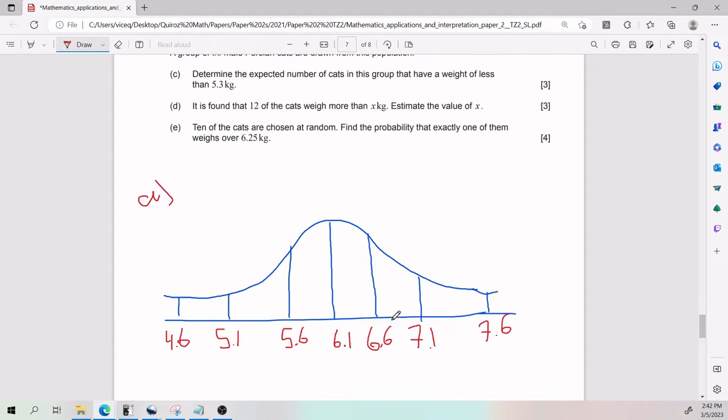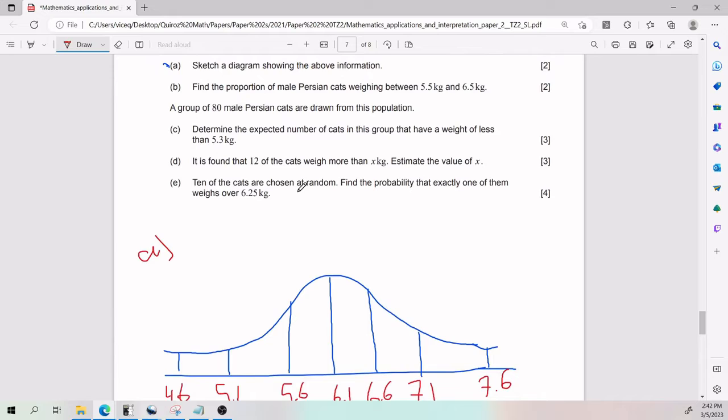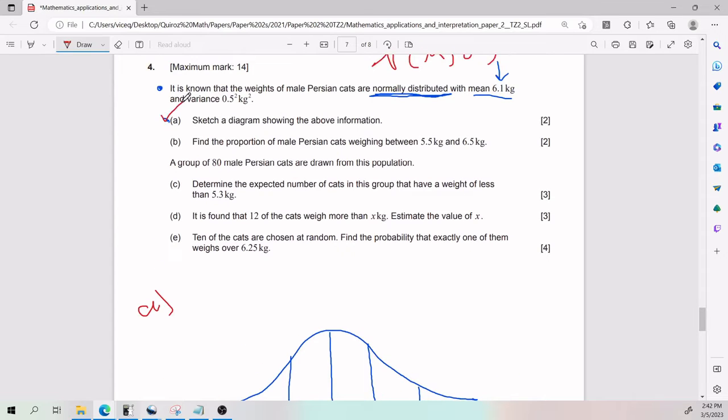You have to do it that way. You have to plug in the numbers. It's not just about drawing the figure. You have to plug in the numbers. So that is part A.